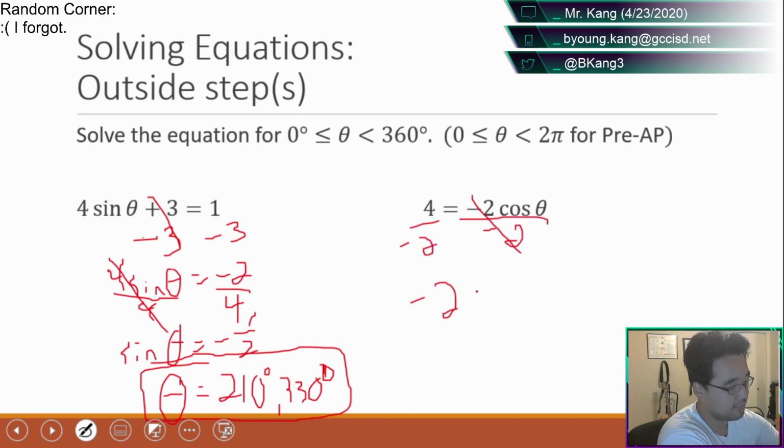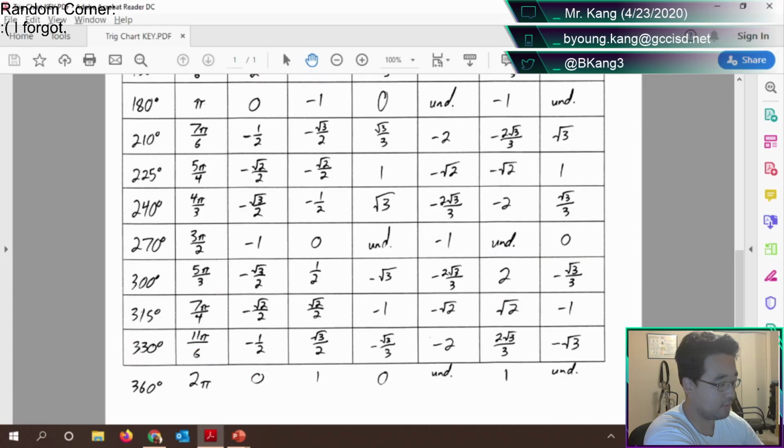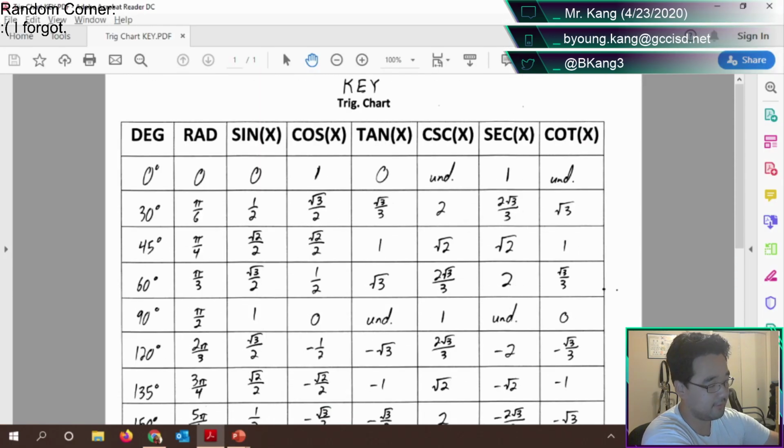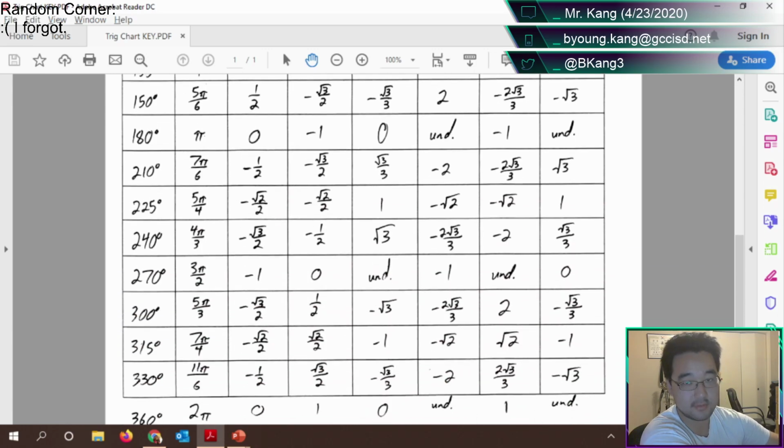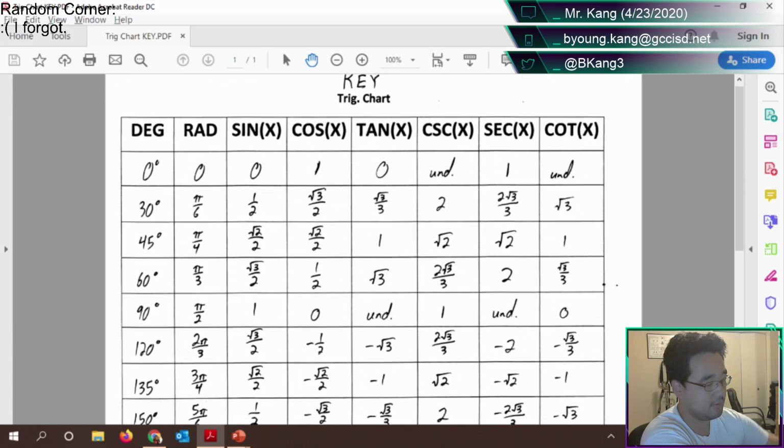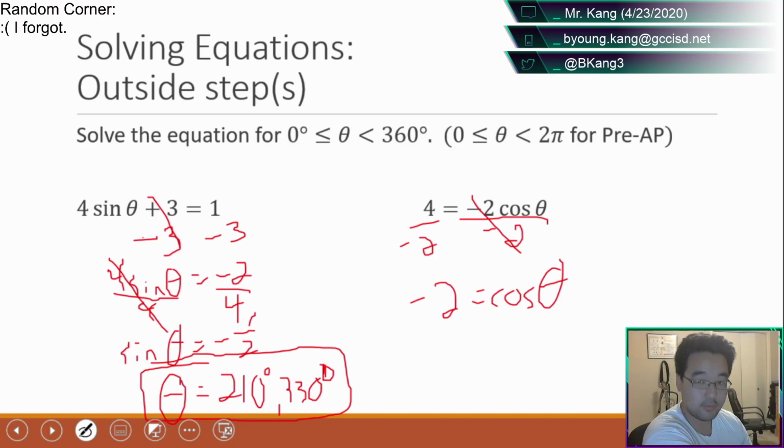And so I have -2 equals cosine theta. But if you try to look up -2 in the cosine column, it's never there, right? Your x-coordinate never can hit -2 because your radius is literally 1. So, oh no, I've gotten a point where cosine is never equal to -2. This is just a no solution.